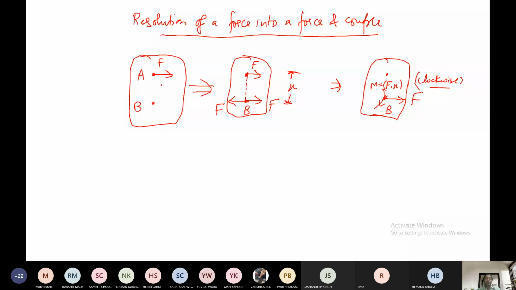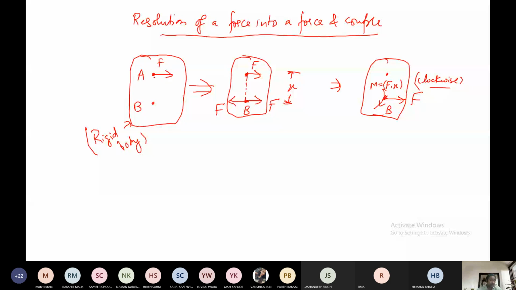Let us say this is a rigid body here, and say there are n number of points on this body and we take any 2 points here. Let us say we have taken point A and the force F is acting in this direction. So what is the meaning of this statement or this theorem? Resolution of a force into a force and couple. So what we can do, the force which is acting at the point A, we can shift the force to the point B. So listen once again.